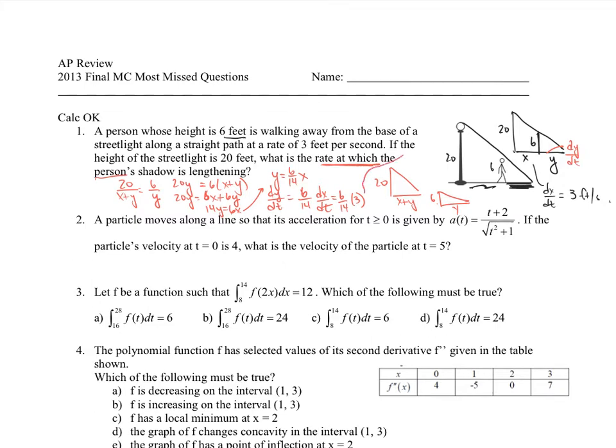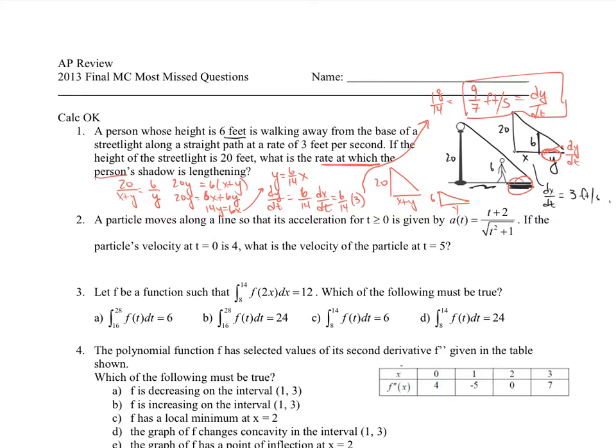Let's run out of room. We'll put it right here. This is going to be 18/14. So we said this was 9/7 feet per second, which is my dy dt, and that's the rate at which this shadow right there is changing. All right, let's move on to number 2.